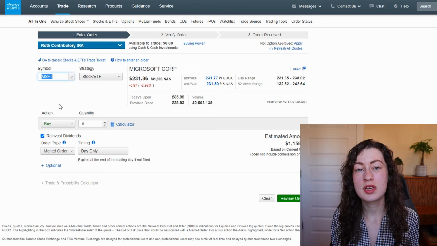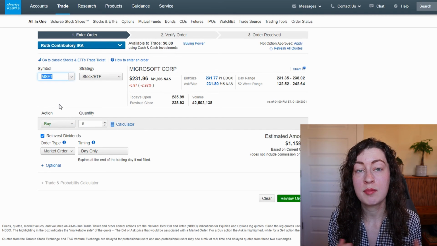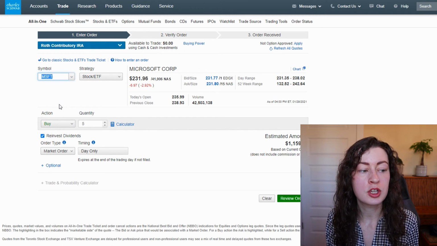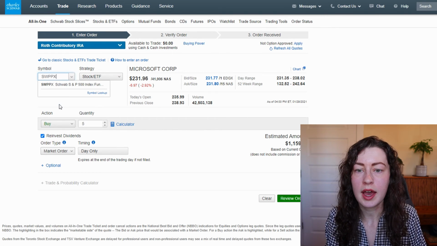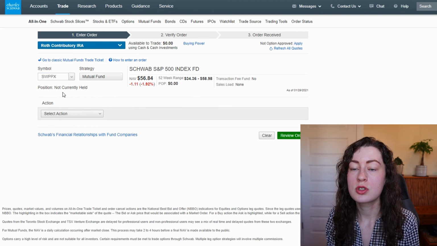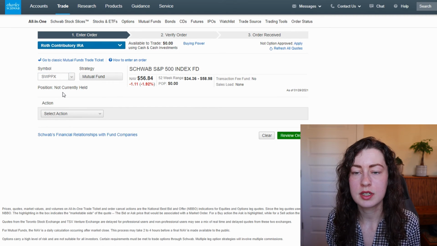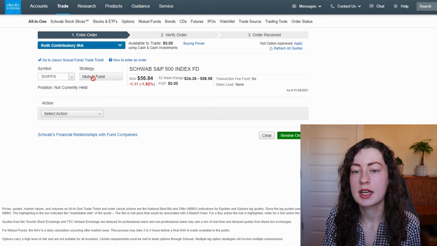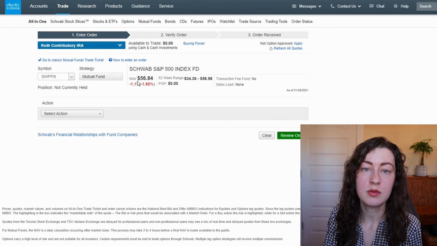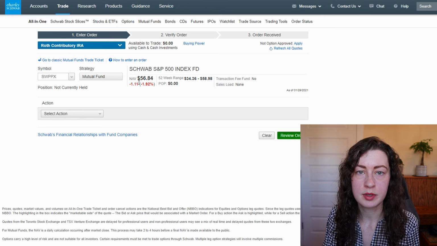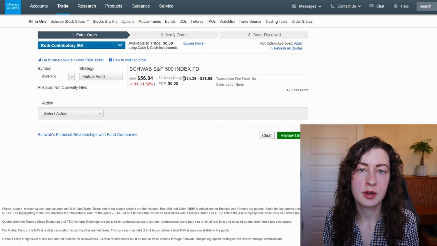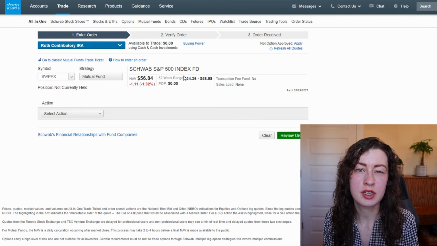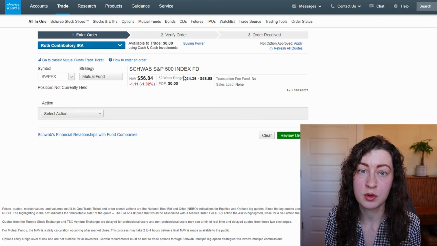So if you go into the symbol selection and you put in a mutual fund, like for example, the Schwab S&P 500 Index Fund, which is SWPPX, and select that, you'll see that the page changes and looks a little bit different. It automatically recognizes it as a mutual fund. It has the net asset value, or NAV, which is just the price of one share of that mutual fund. Recent changes, 52-week range, similar. A little bit less information than the stock/ETF page, just because trading mutual funds is a little bit more straightforward.